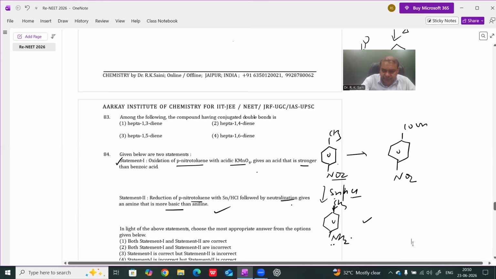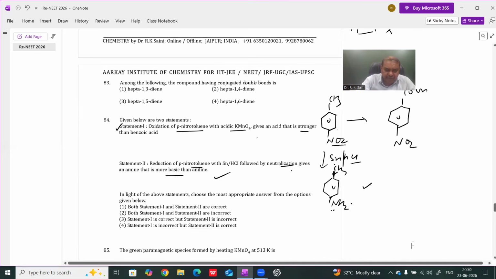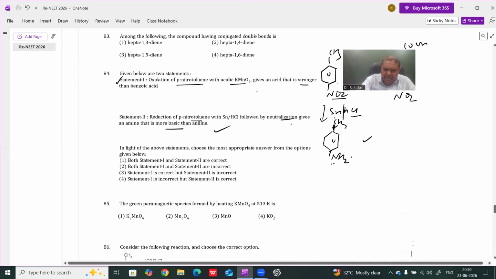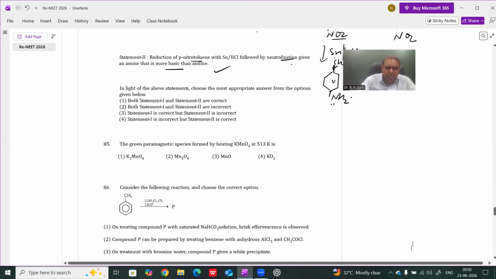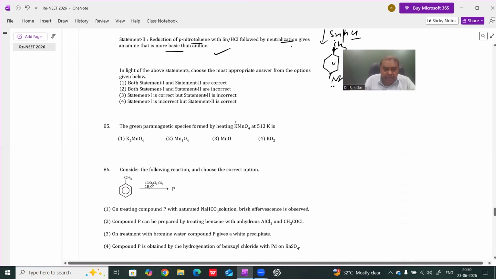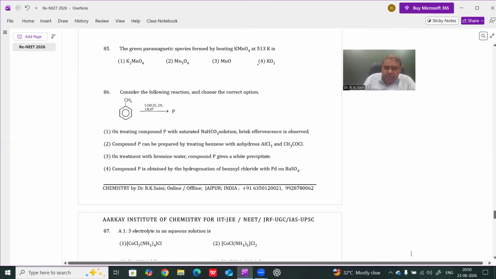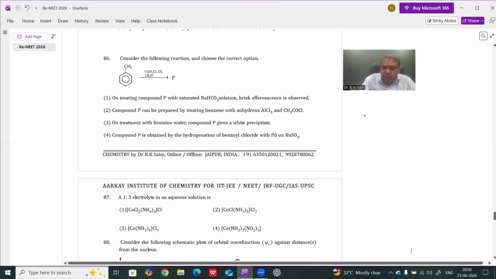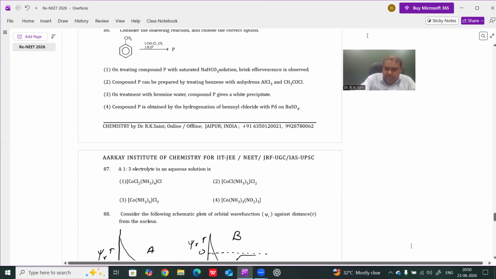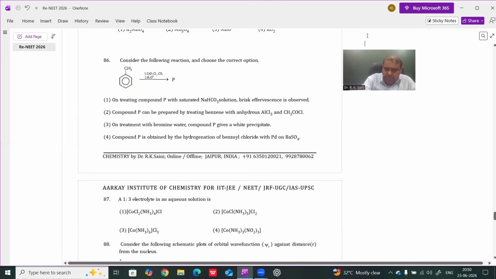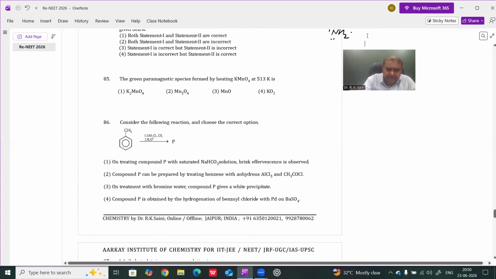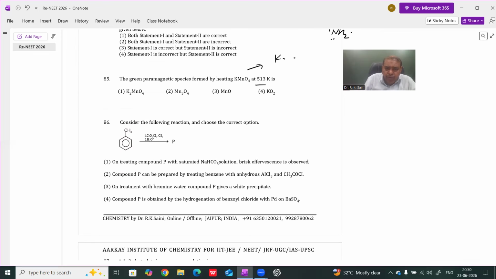The next question. Question 85. This question is directly given in your NCERT book, on the chemical properties of KMnO4. When KMnO4 is heated, it evolves oxygen gas and changes into K2MnO4, which is a green colored compound. MnO2 means pyrolusite, plus oxygen. And so the first answer is correct.